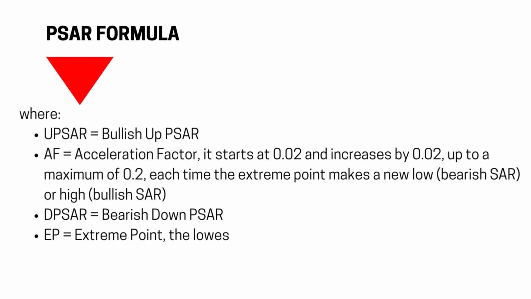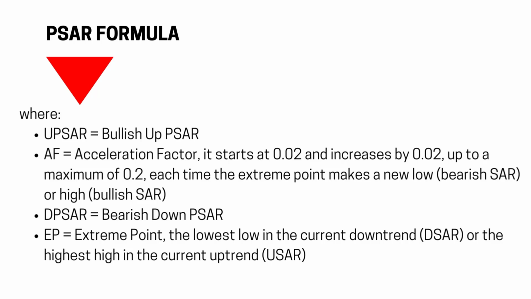So the UpSAR, that's the bullish up PSAR. The AF is the acceleration factor. Now I'm going to talk about these numbers in a bit more detail after this, but we're just going to get into, like I said, the formula at the moment. Now it starts at 0.02 and increases by 0.02 up to a maximum of 0.2.